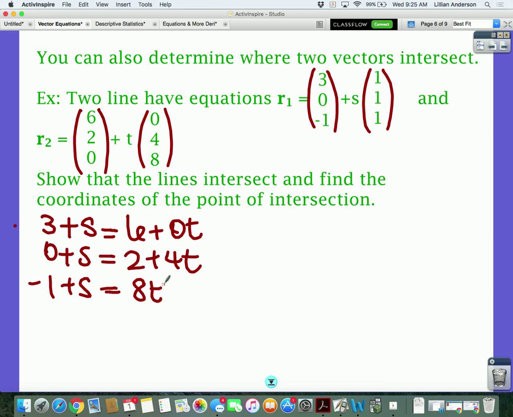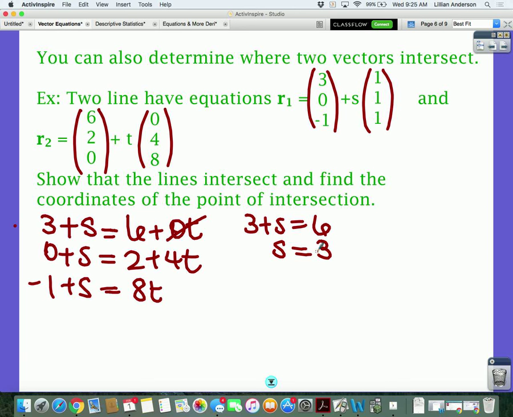Now, sometimes this will work out nicely where one of your variables cancels out and then you can just solve it simply. If it doesn't and you have two variables, you do substitution or elimination. You basically are solving a system here, okay? When we look at this first equation, since our T cancels out, we basically have 3 plus S equals 6. And so S is going to equal what number? 3, because you subtract 3 from both sides.